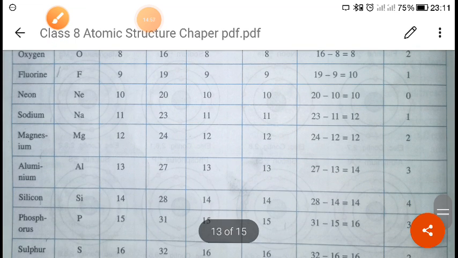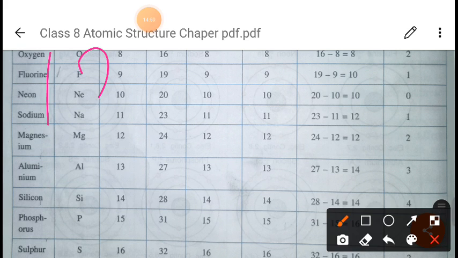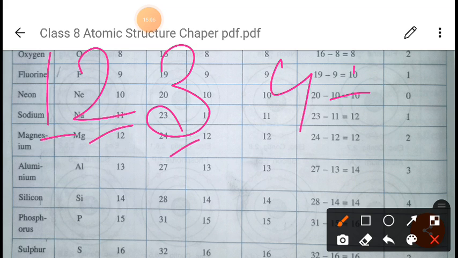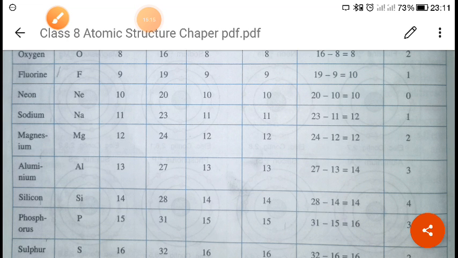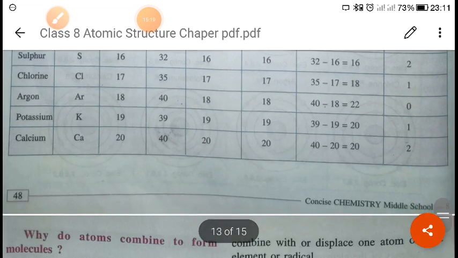So how to find out the valency? Once again, let me repeat. If there are 1, 2 or 3 electrons in the outermost shell, then its valency will be 1, 2 or 3, right? And if there are 4 to 8, then the valency will be 8 minus the number of valence electrons. I hope you have understood this, right? So this was all about valence electrons and valency.